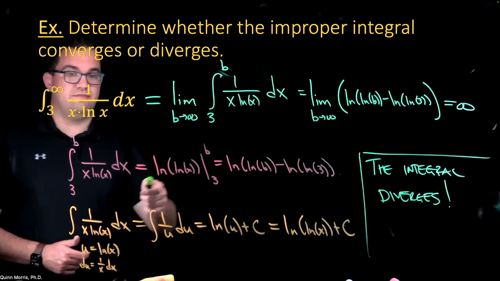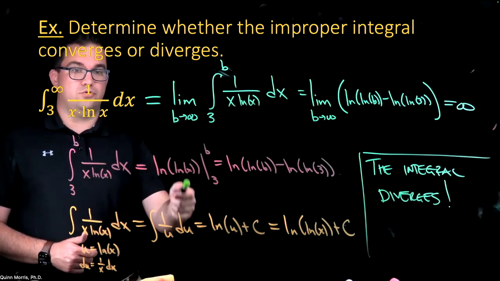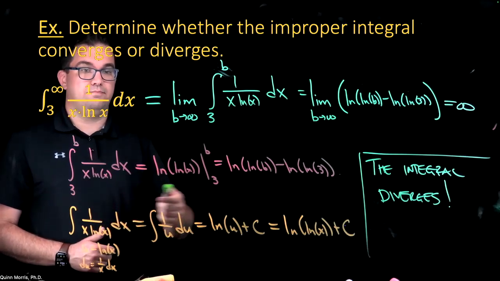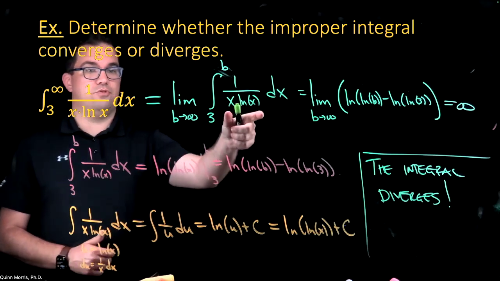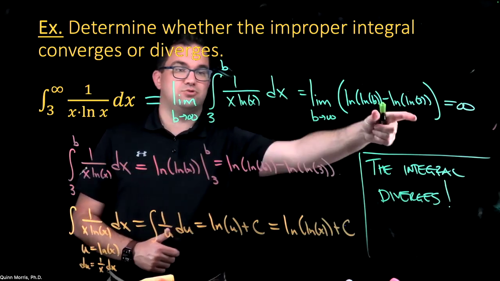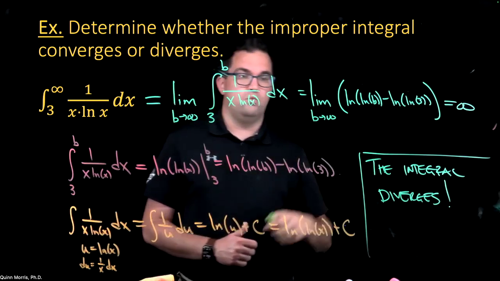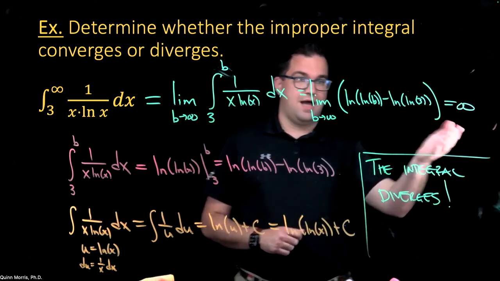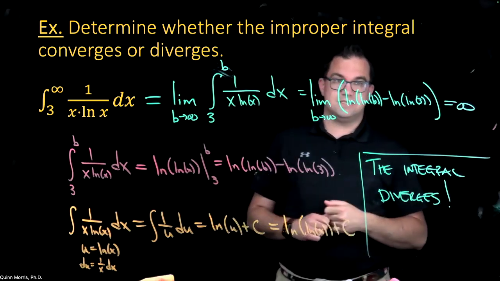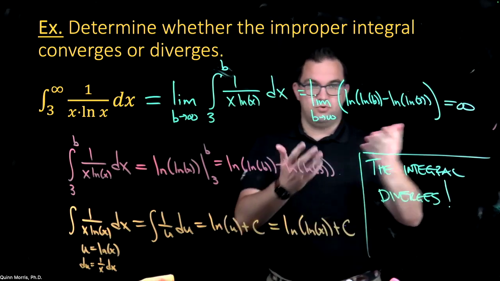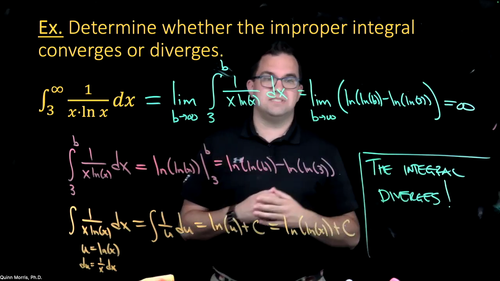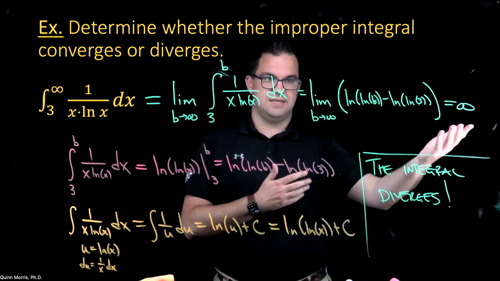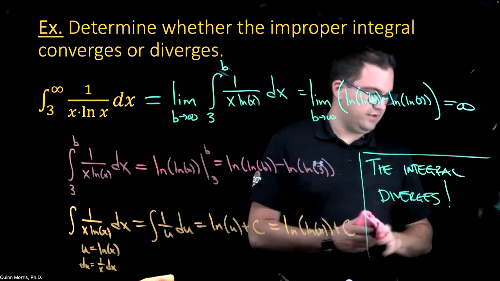Once we have that antiderivative, we can use that and the fundamental theorem of calculus to find the value of the definite integral. Once I have the value of the definite integral, that goes back in, and now I actually evaluate the limit to determine whether the improper integral converges or diverges. So note here it diverges because the integral was infinite. If we had computed this limit and gotten 4, then we would say that the improper integral converges to 4. But in this case, it diverges because it was infinite.